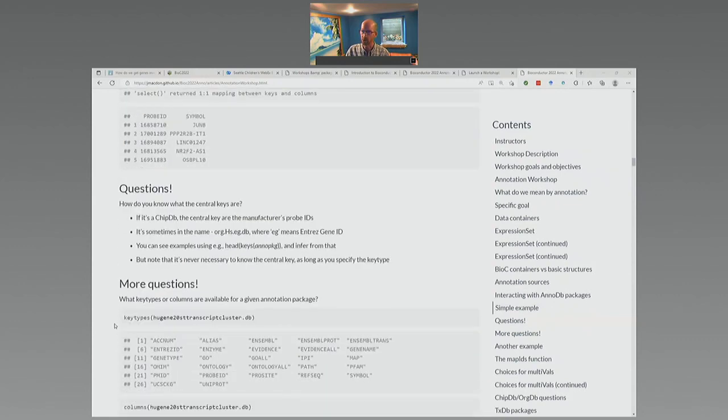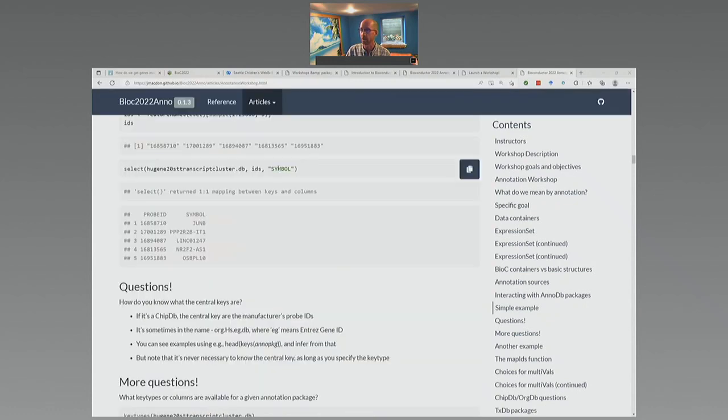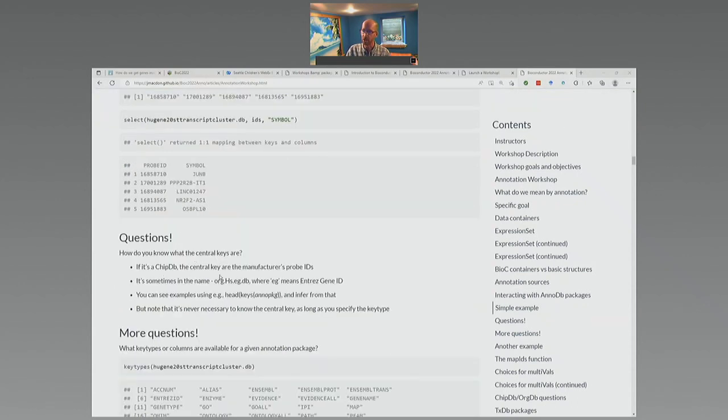So, a couple of questions. First, how do you even know what the central keys are? If you decide you want to be with the cool kids and you don't want to specify what the key was, like I just said simple and I didn't do that last argument. If it's a chip DB, the central keys are the manufacturer's probe IDs. Since this was an Affymetrix chip DB, and I'm using the probe IDs, I knew that would work fine. Sometimes it's in the name. So if it's org.Hs.eg.db, EG stands for Entrez Gene, which is what NCBI used to call their gene IDs. Now they just call them gene IDs.